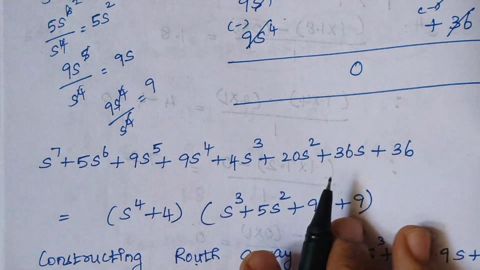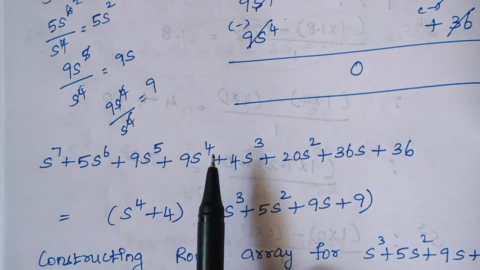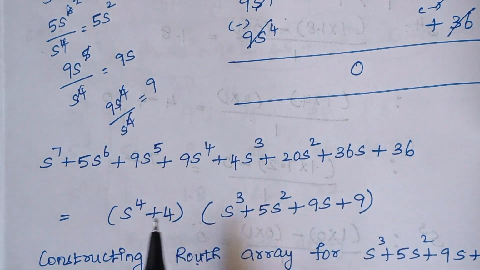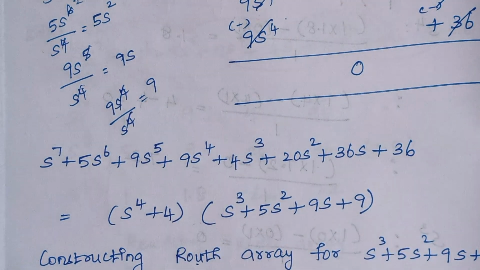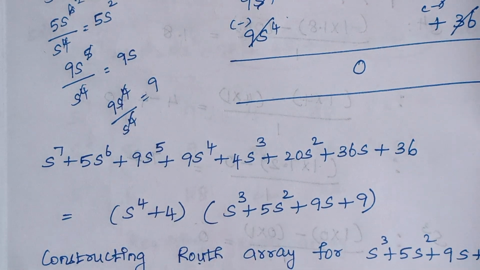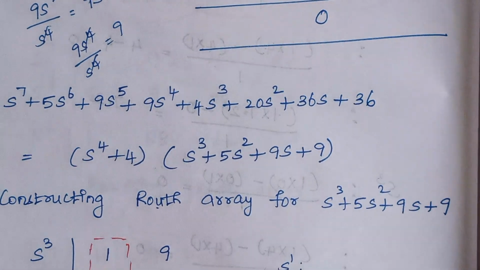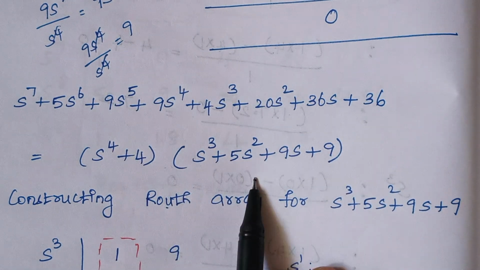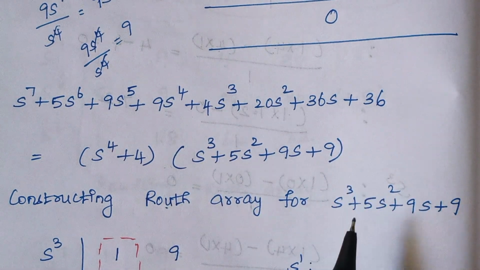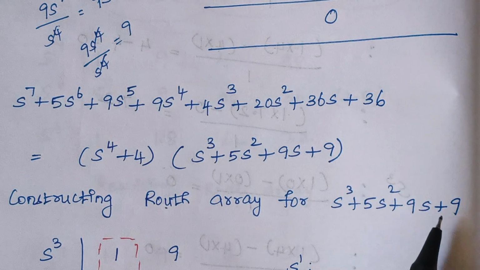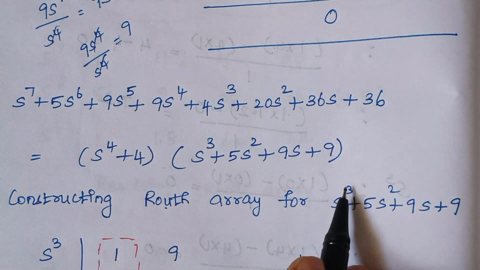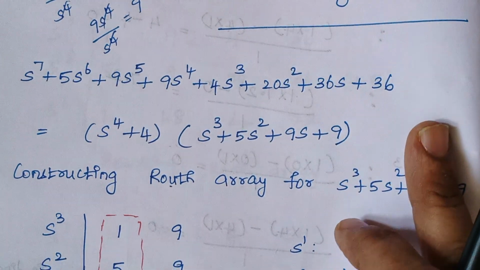So that is the thing I have done here. This characteristic equation is written as product of two expressions. Right. Then the next step is we are constructing Routh array for the quotient polynomial. Here this is your quotient polynomial. Now we are going to construct Routh array for this polynomial. Here the highest power is 3. Right. So we start from 3.